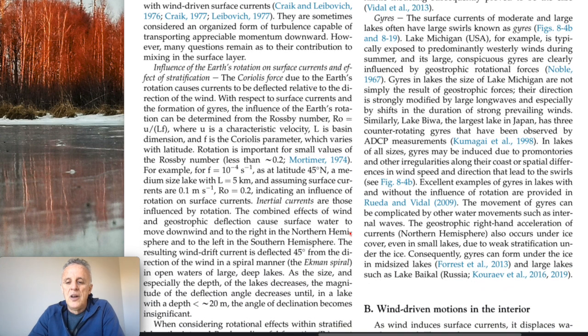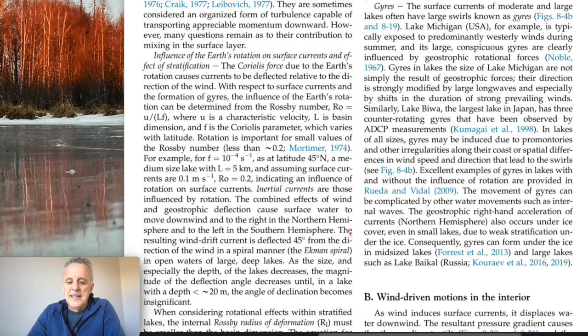Similarly, Lake Biwa, the largest lake in Japan, has 3 counter-rotating gyres that have been observed by ADCP measurements. In lakes of all sizes, gyres may be induced due to promontories and other irregularities along their coasts or spatial differences in the wind speed and direction that lead to the swirls. Excellent examples of gyres in lakes with and without the influence of rotation are provided. The movement of gyres can be complicated by other water movements such as internal waves.